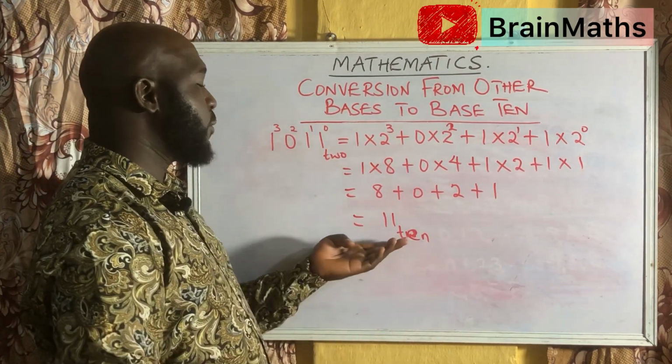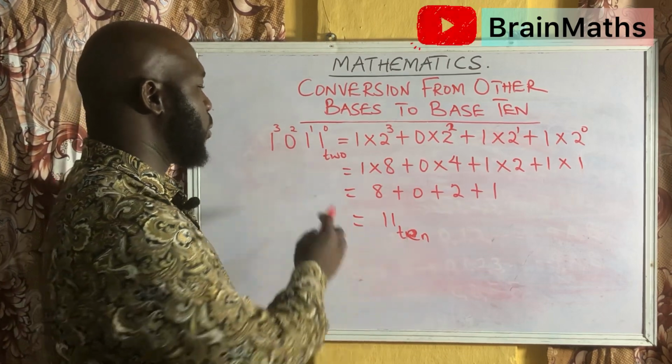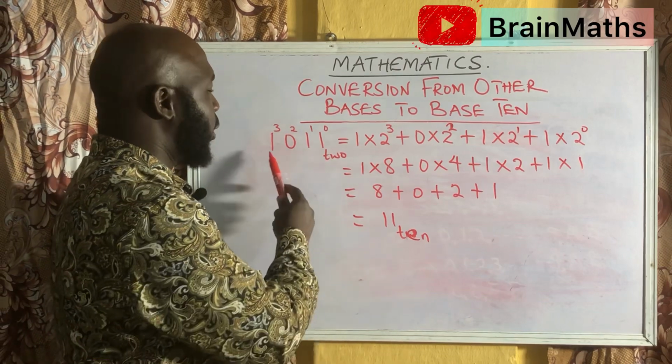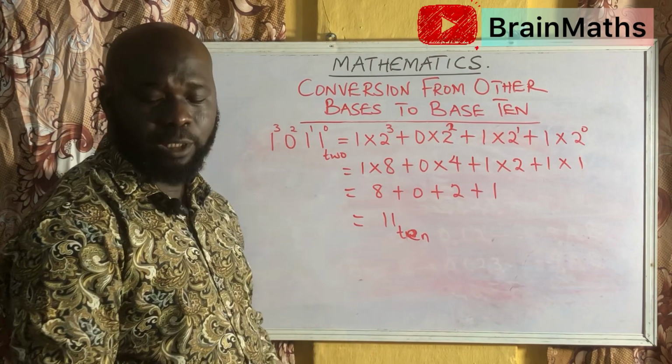That means if we are given 11 in base 10 and we are trying to convert it back to base 2, this is what we will have. And if you have these numbers in base 2, it represents 11 in base 10.